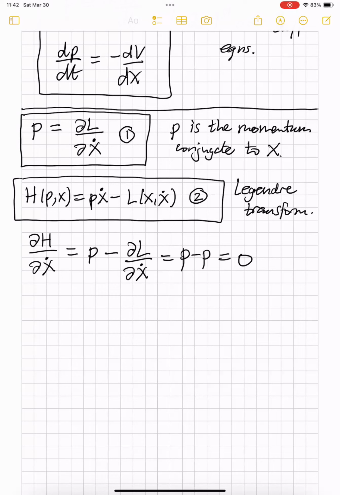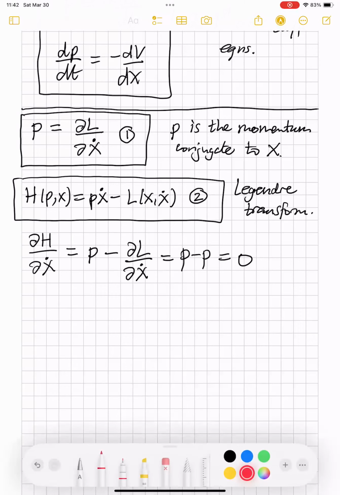Well, this is the important thing. It allows us to transform between functions that depend on different variables. In this case, we've gone from the Lagrangian, which depended on x and x dot, to the Hamiltonian, which depends on p and x. So the Legendre transform allows us to change what variables our function depends on, and that's how we use it. Okay, good.